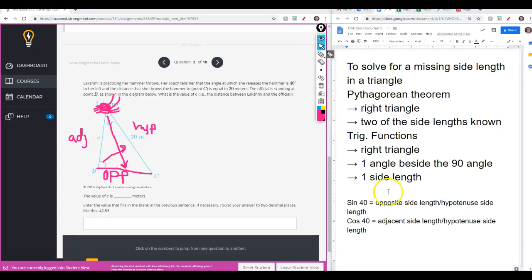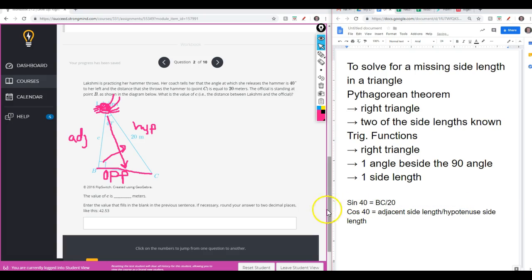So now we're just going to substitute in the opposite side length. We do not know, but we know it's BC, the distance of BC, and the hypotenuse side length is 20 meters. And then the cosine of 40 degrees is equal to the adjacent side length, which is represented as little c, and we have the hypotenuse, which is represented as 20 meters. So on this, we're asked to find little c. If you look at either of these, the only one that has little c in it is cosine of 40. So that's the one we're going to use.